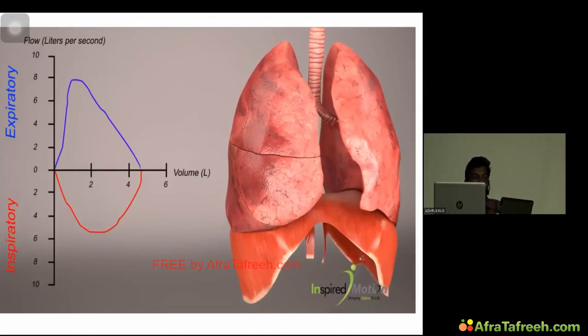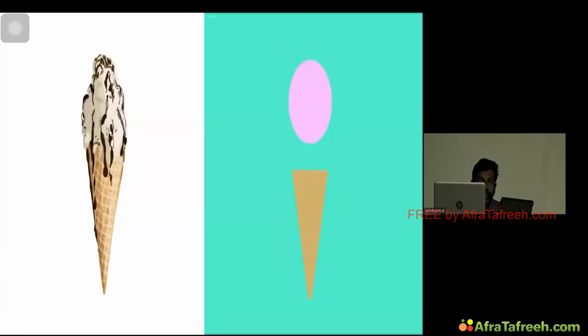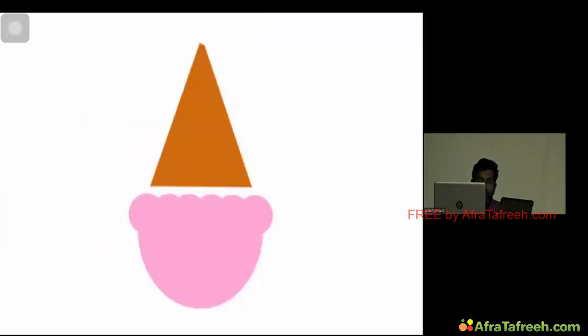So in medium and small sized airways, how will the resistance be? Resistance will be more, so airflow will be less. And what is this point called? This is called the peak expiratory flow rate. It is the junction between the larger airways and smaller airways. And this graph will always look like an inverted ice cream.